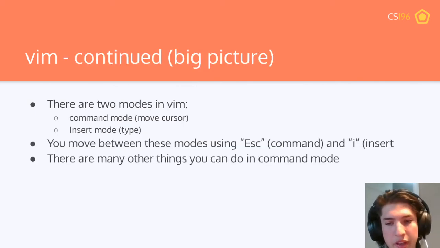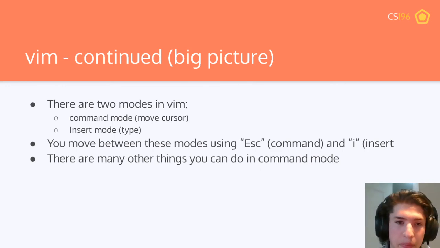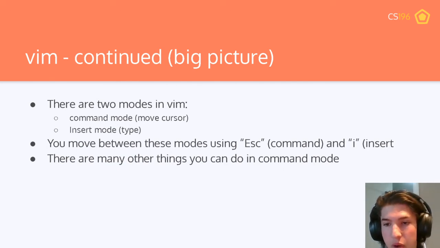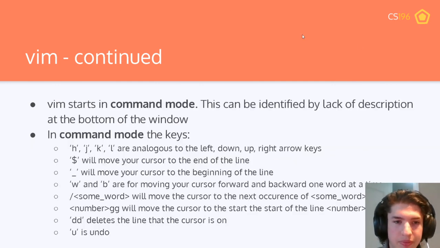The big picture of Vim that I want to introduce to you guys before we get into the nitty gritty is that there are two modes. There's command mode, which allows you to move your cursor, and there's insert mode, which allows you to type, essentially. You move between these modes using either Escape to go into command mode or I to go into insert mode. There's a ton of things you can do in command mode. Insert mode is basically just typing, though that might not be totally true.